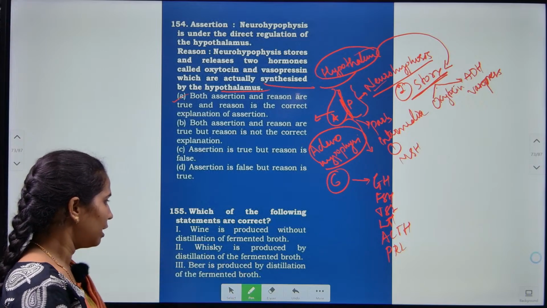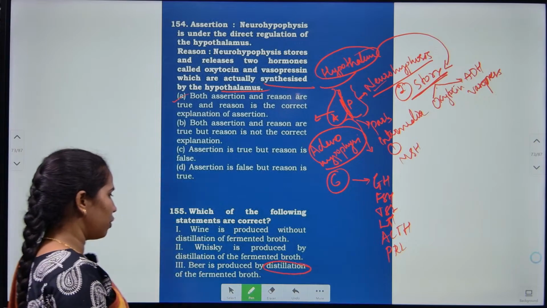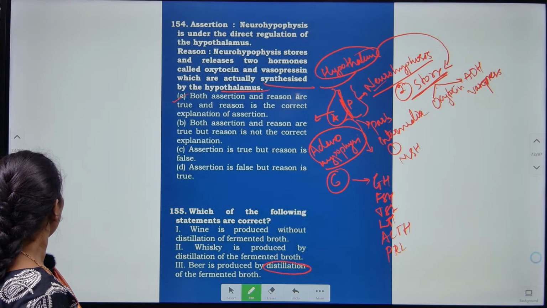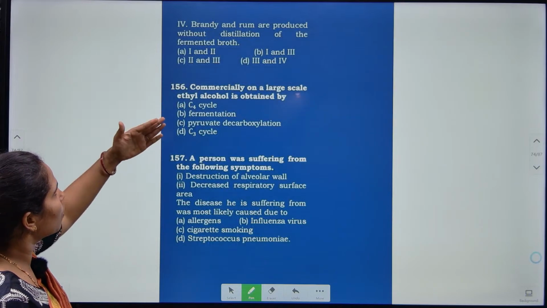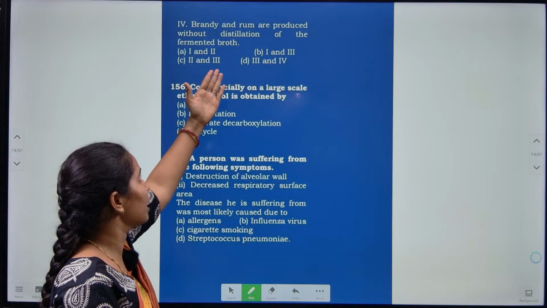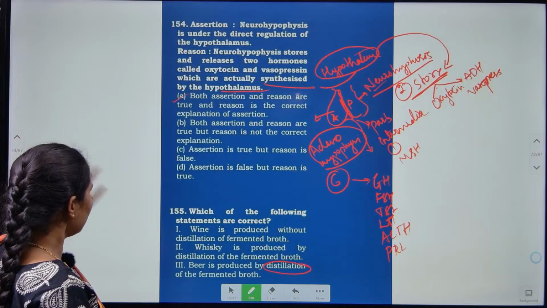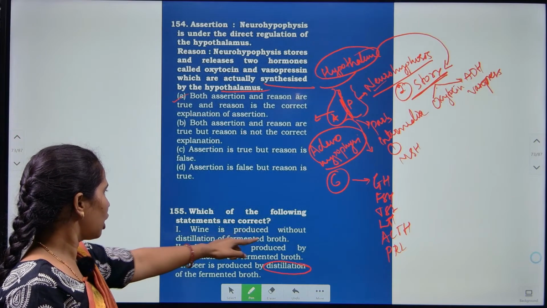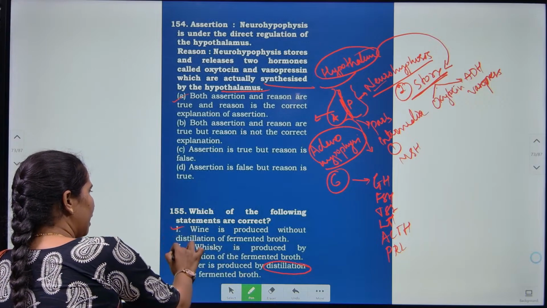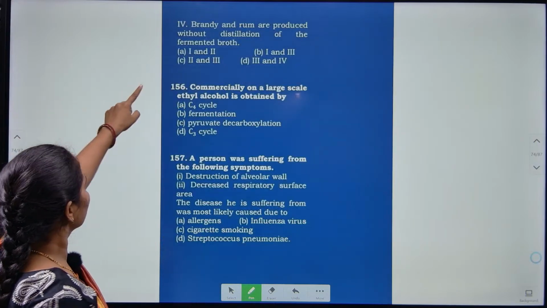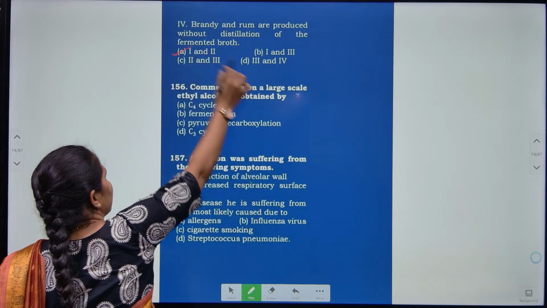Beer is produced by distillation? No, it is not a distilled one here, there is no further distillation. It is non-distillation. And the second option, brandy and rum are produced without distillation? No, they are produced with distillation here. So the right option will be: wine is produced without distillation and whiskey is produced by distillation. So option 1 and option 2 are right here, so option A is the right one here.